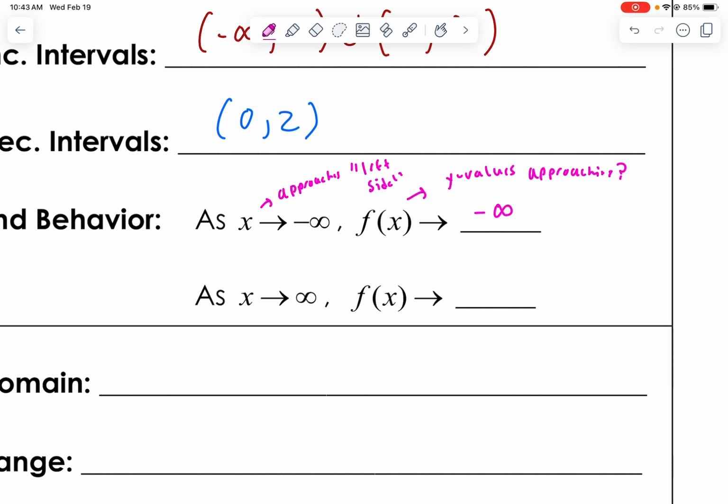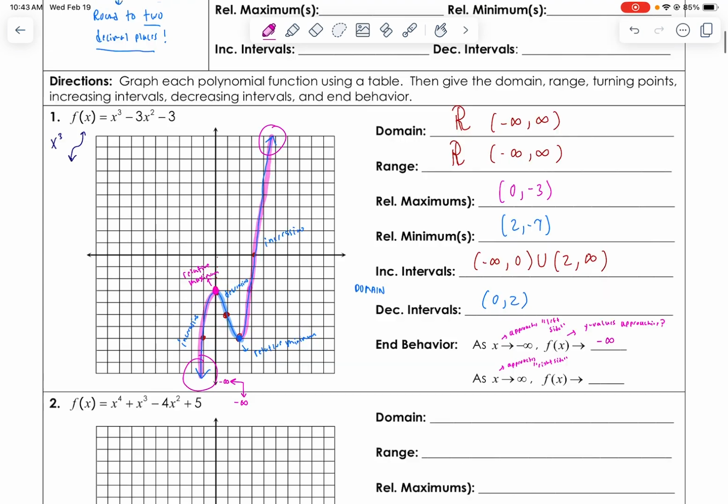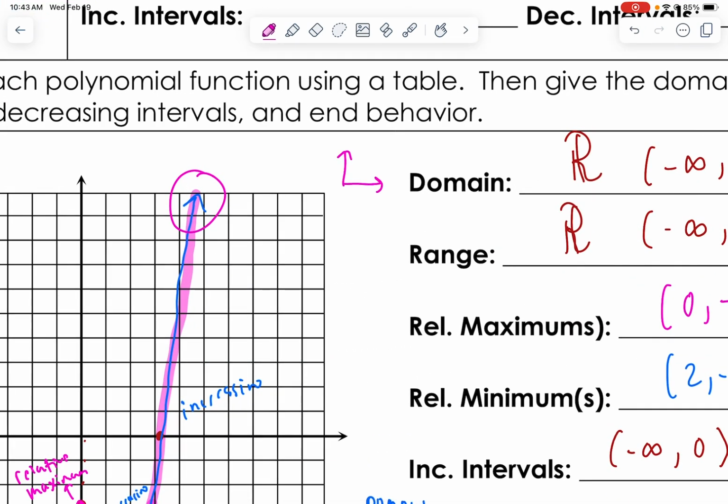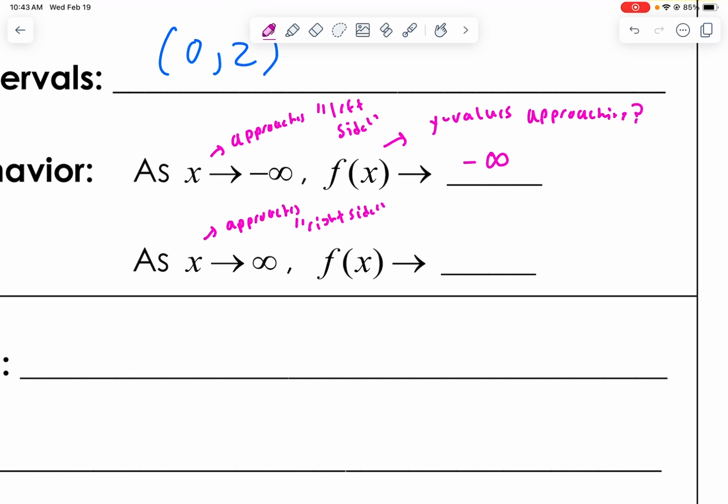Same for this one as well. As x approaches the right-hand side, what are the y values approaching? So here, as we go towards the right-hand side, we're going up and to the right. X values are approaching positive infinity. Y values are also approaching positive infinity. So here, as x approaches infinity, our y values are also approaching infinity.